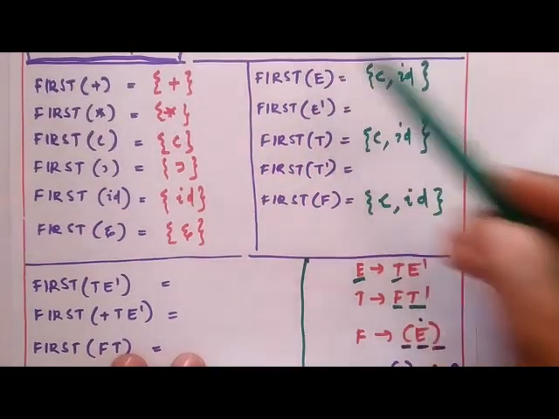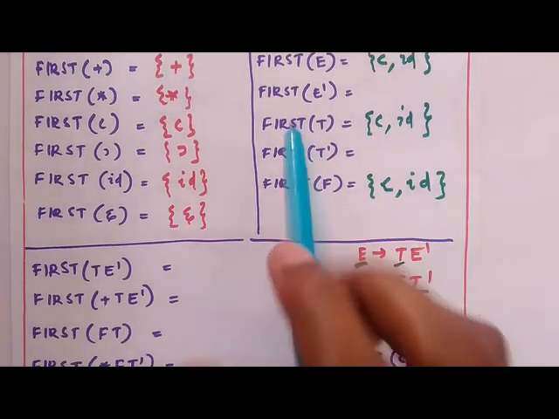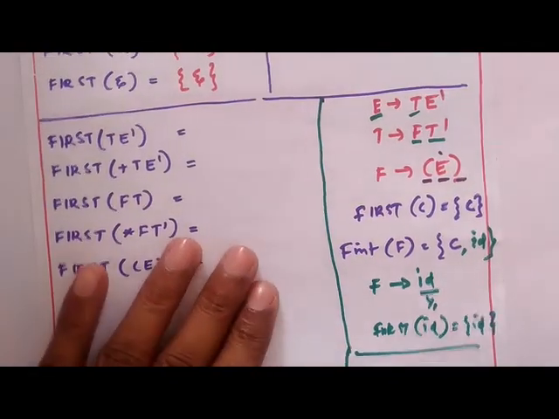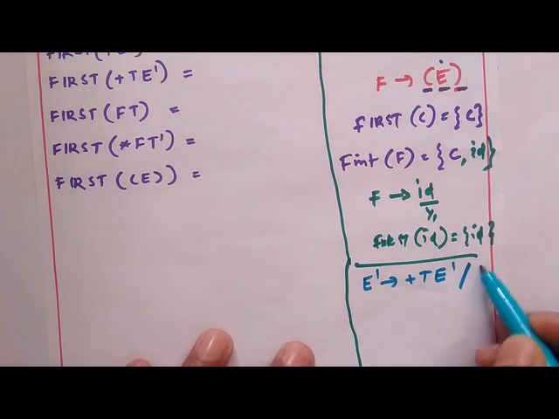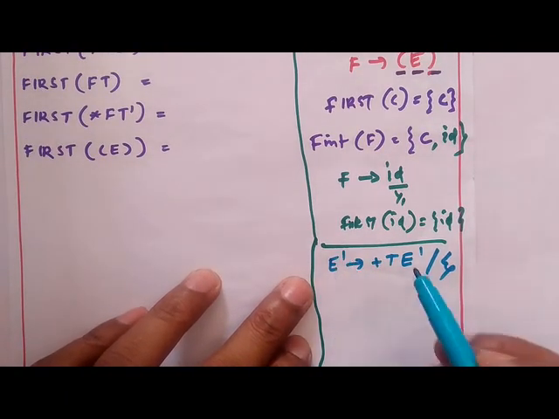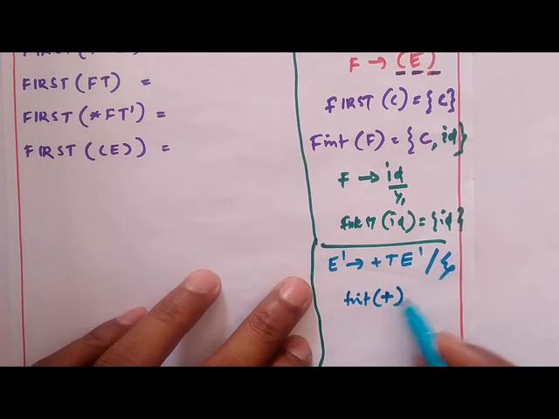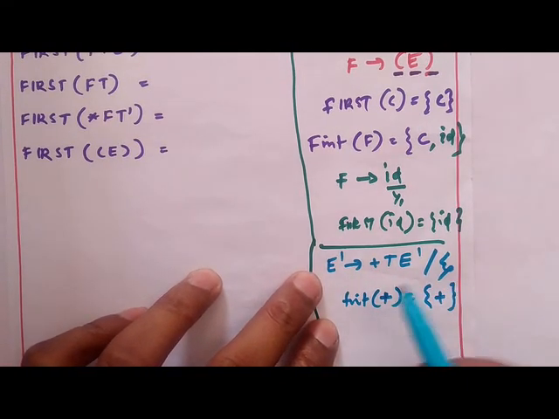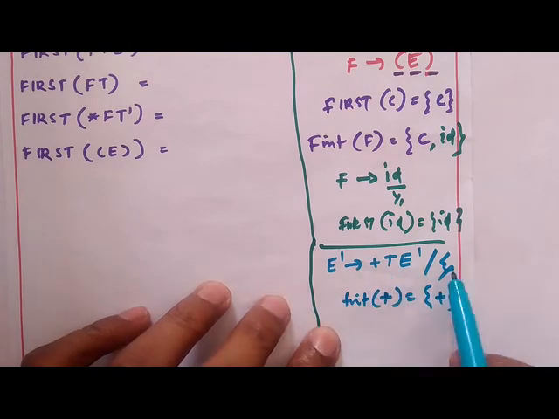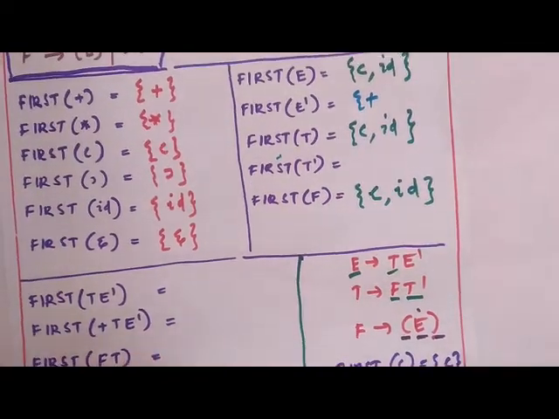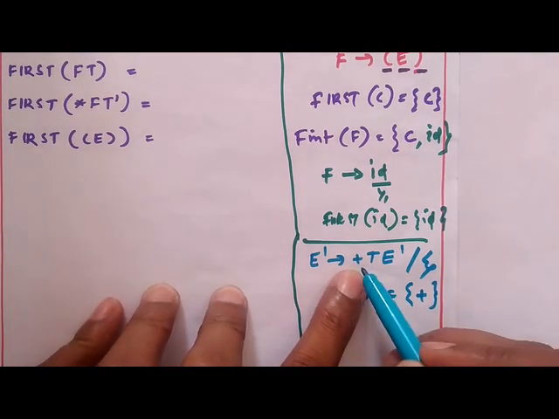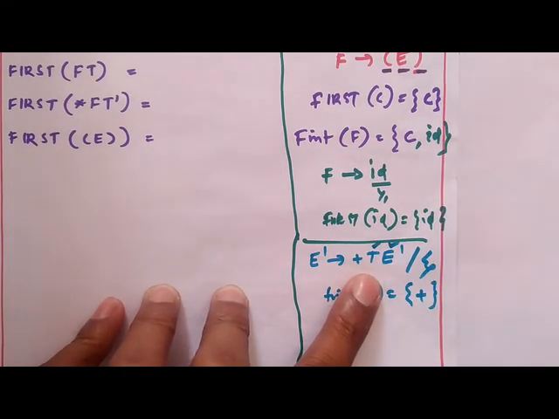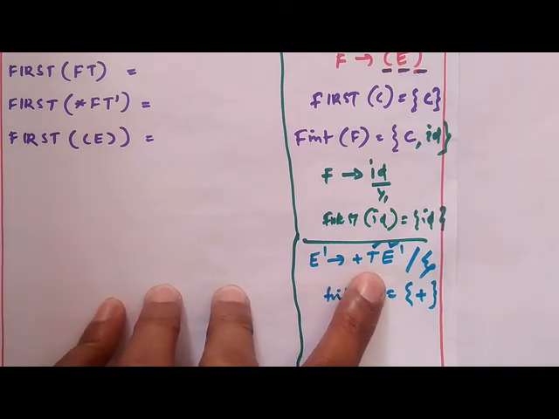Then next, we computed first of F, first of T and first of E. The next we will compute is first of E dash. If you want to compute first of E dash, you can see there are two productions belonging to E dash: E dash gives plus T E dash, and epsilon. To compute first of E dash, we need first of plus. We know first of plus is a set containing only plus. So as per our rule, first of E dash contains everything in first of plus except epsilon. So here we write plus, because in first of plus there is no epsilon, so no need to compute first of T and first of E dash. If epsilon is there, we need to compute first of T.